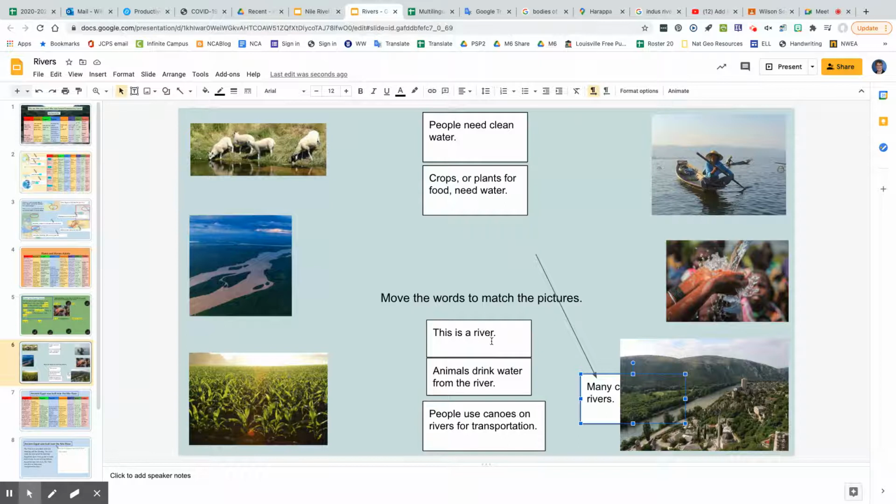This is a river. Find a picture that is just a river. Animals drink water from the river. So you'll click on this and move it up. Here, there's animals. People use canoes on rivers for transportation. You will move this to people using a canoe.